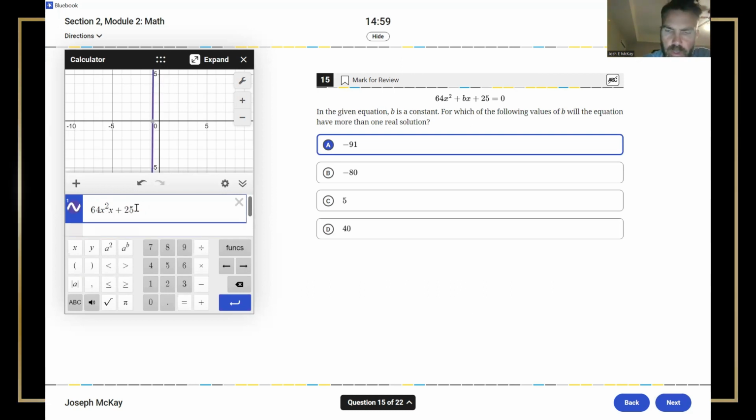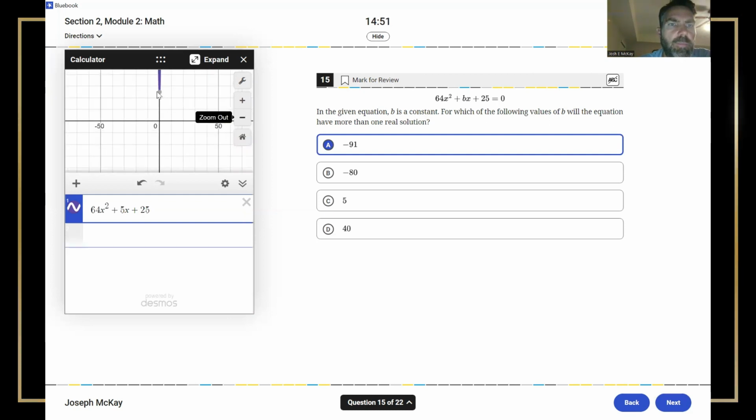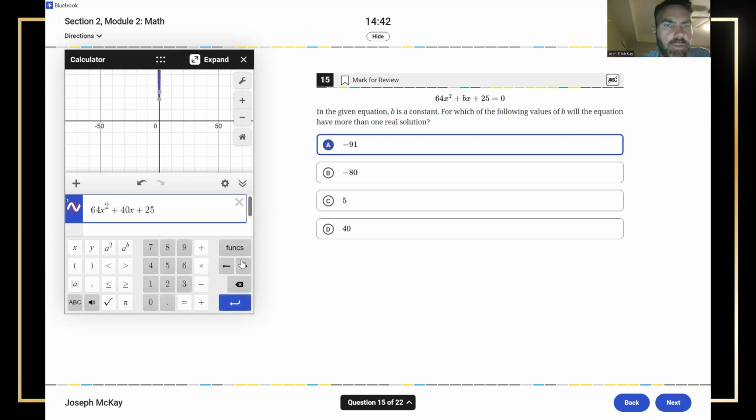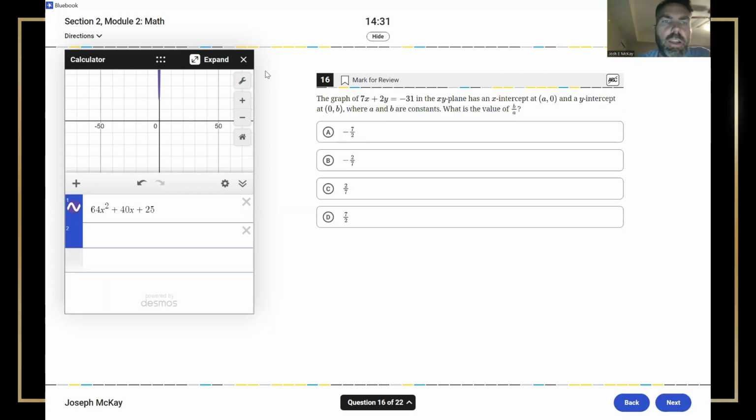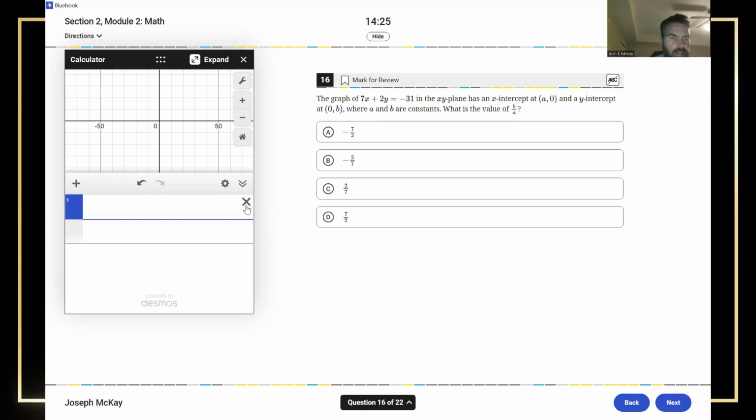Oops, I don't know what that was. Plus 5. That one we can't even see, but if I zoom out, it's probably way up there. And I'm guessing if I put 40 in, it'll go even higher up. It'll become further and further away from a real solution. Anyway, we don't have to do that. 91's right. So that one, I think the best way to do that was just plugging it in. It's not the way I would have originally done it. It's not the way I would have done it on the old paper SAT, but we need to take advantage of this Desmos calculator we've got.